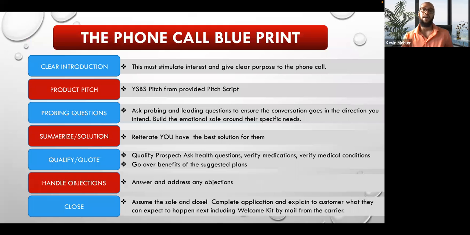Okay. And then here is the phone call blueprint. So, a few different steps on how to pitch, etc. You want to clearly introduce yourself because this must stimulate interest and give a clear purpose for the call. Okay, you want to make sure that you pitch the product accordingly, right? So we use our pitch, which is included in our script, which I'll attach to this video. You get the script per email and then you have an opportunity to practice this. And then we're actually going to do some role play.